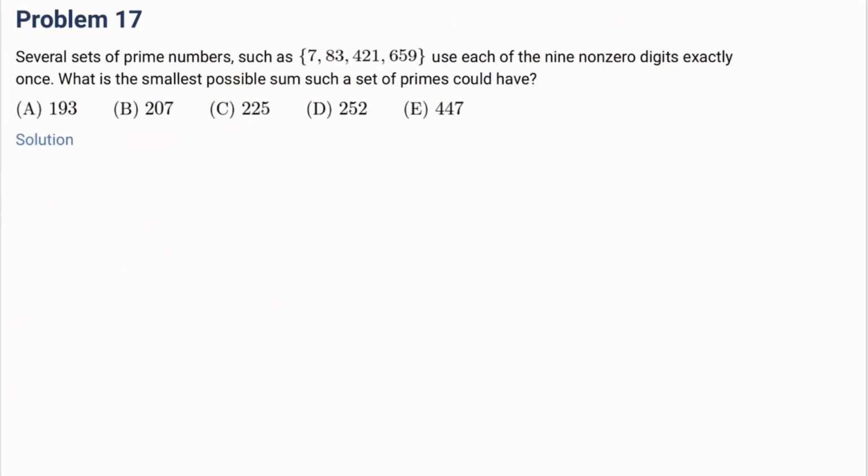Number 17. Several sets of prime numbers, such as this one, use each of the 9 non-zero digits exactly once. What is the smallest possible sum that such a set of primes could have? Okay, so we have to use each of the 9 non-zero digits exactly once. So we have to use 1, 2, 3, 4, 5, 6, 7, 8, and 9. They have to be used exactly once, and they should be all primes, right?